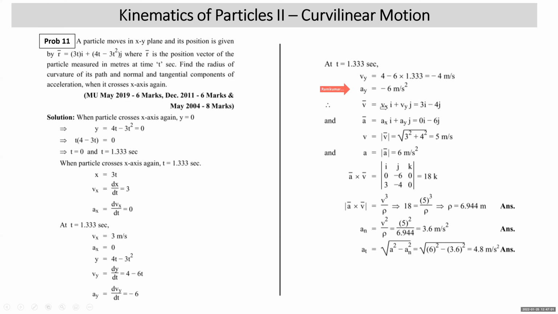So velocity vector is vx i plus vy j, 3i minus 4j. Acceleration vector is ax i plus ay j, you get 0i minus 6j. So velocity is square root of 3 square plus 4 square, 5 meter per second. Acceleration is 6 meter per second square.